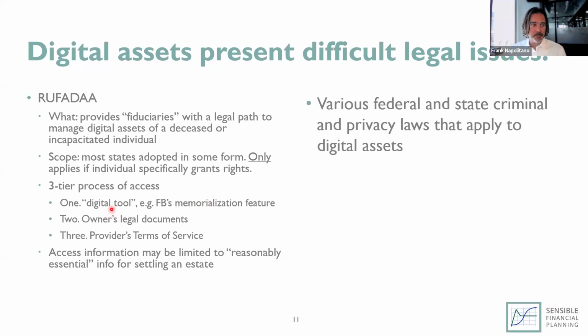So that's tier one. The second place to look is, has the person put down any instructions in their legal documents? Have they left instructions in a will or in a trust or in a power of attorney? And if so, those rules will apply to the extent allowed by law. Third is, what are the provider's terms of service? So here, if you do not think you have an estate plan that covers your digital assets, you do. In fact, Facebook has a plan for your digital assets. Apple has a plan for your digital assets. Google does. And any provider whose services you're using.